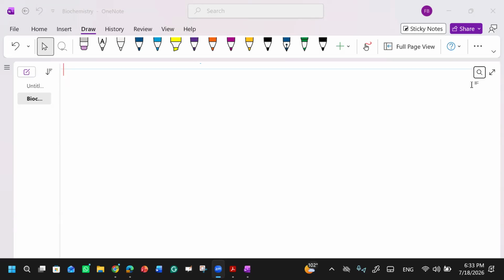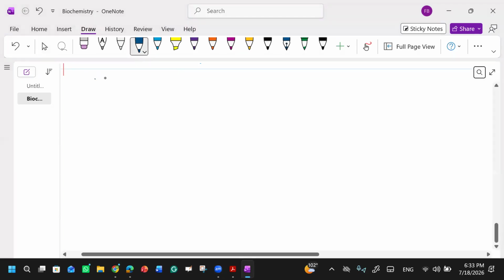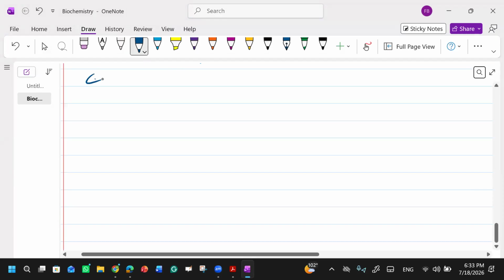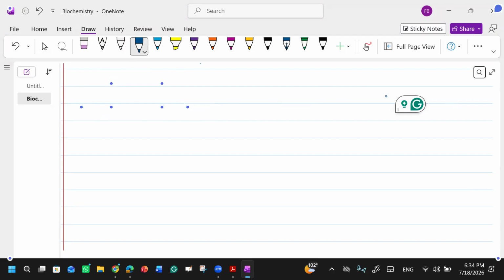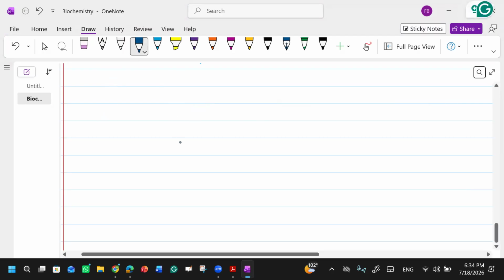Okay, now we are going to discuss these molecules in detail. If I ask you, for example, which game you like the most? Football, cricket, or tennis? Which game do you like to play? Football.